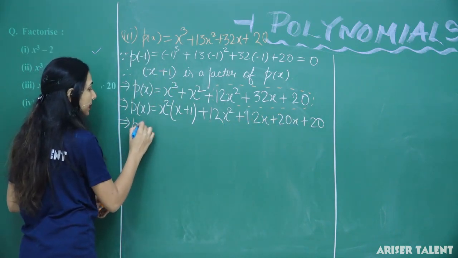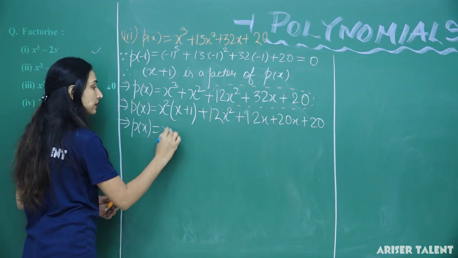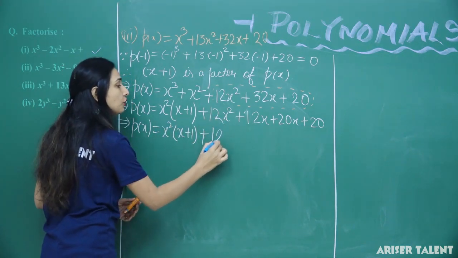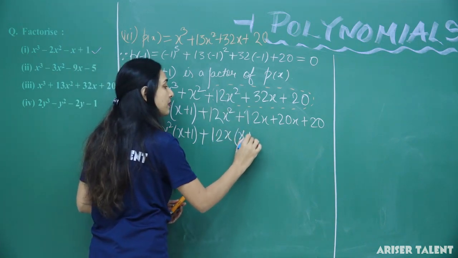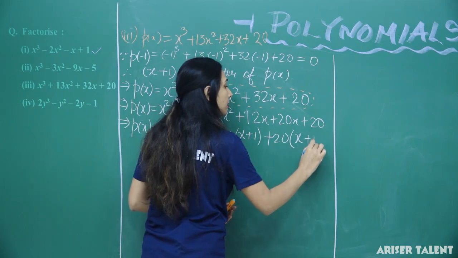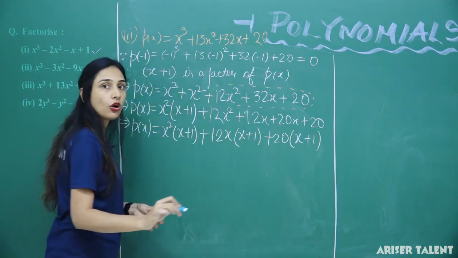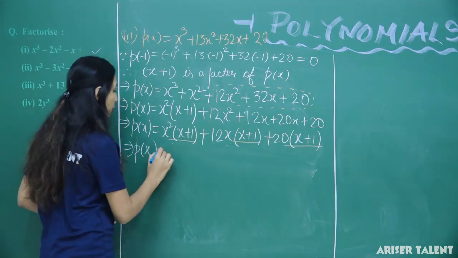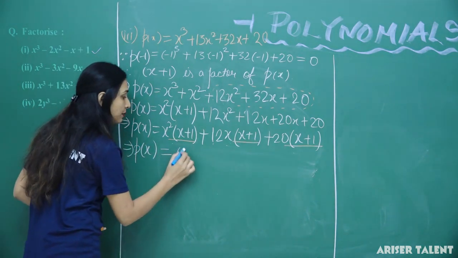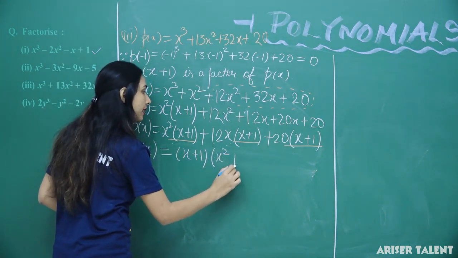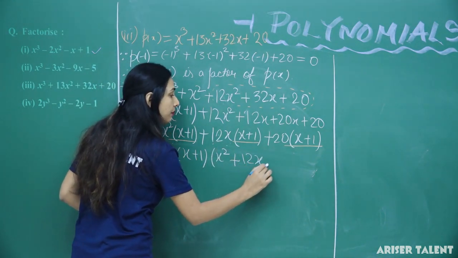So this implies that P(x) will be equal to x square x plus 1. Now it is becoming easy for you guys. Now 12x common, x plus 1 remaining, plus 20 common, x plus 1 remaining. Understood the concept? Now that will give you P(x). So P(x) equals x plus 1 common, and after that you will be writing x square plus 12x plus 20.